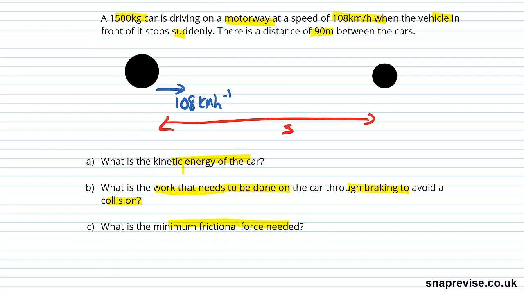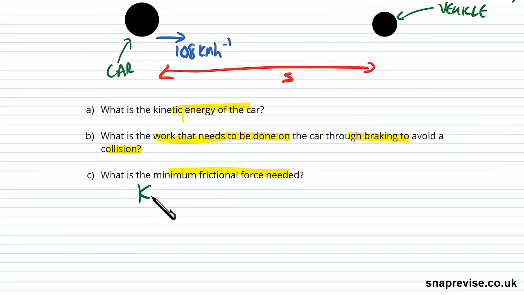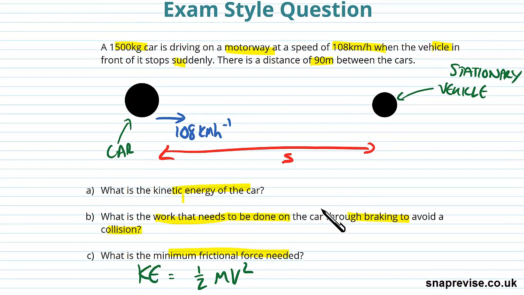So this is our car we're talking about, just drawn as a black dot there. This is the vehicle that stops in front. This is stationary. And they want us to work out what the kinetic energy of the car is to begin with. That is to say, the car that's moving. That's simple enough. We know that KE is just a half mv squared. But we need to work out what the v is first of all.